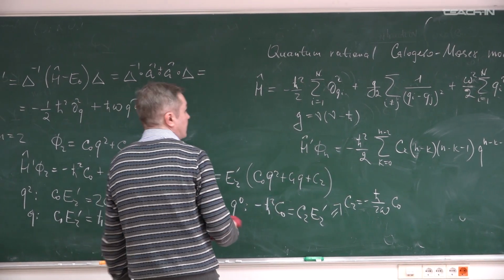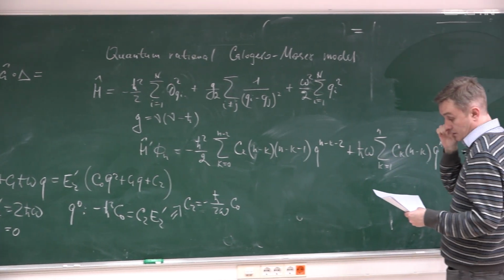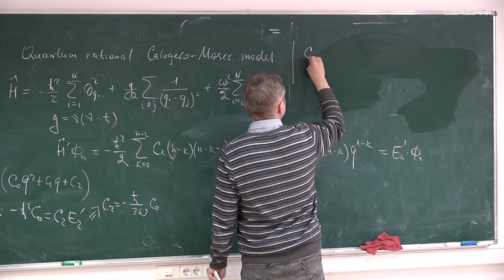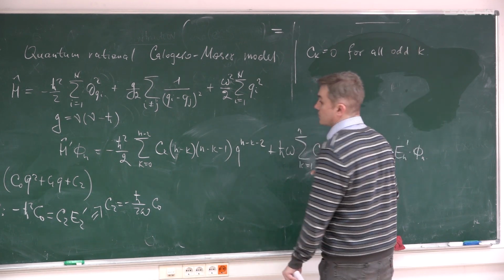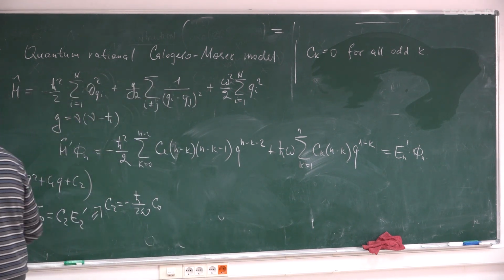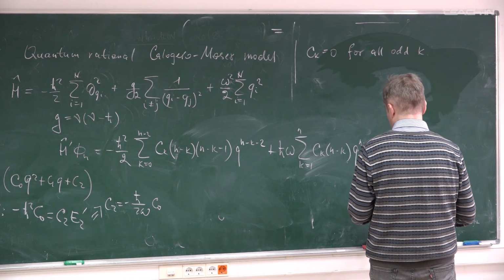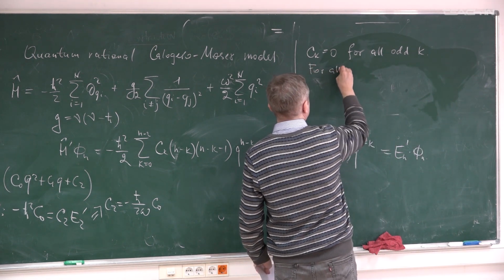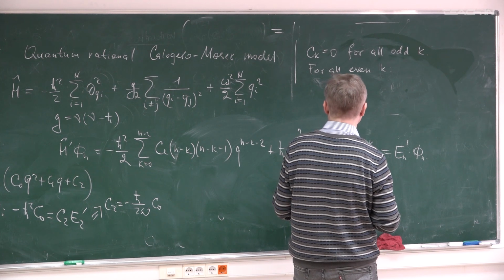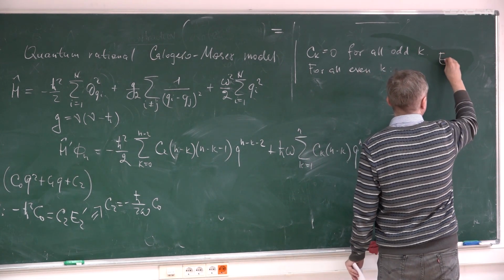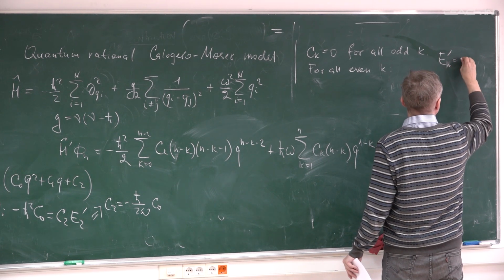I mean this substitution, then we find the following result. The result is as follows. In the general case, ck is equal to 0 for all odd k. This is what we saw here, that c1 is equal to 0. And for all even k, we have a recurrent relation. And I should say from the very beginning that En prime is equal to n h omega.